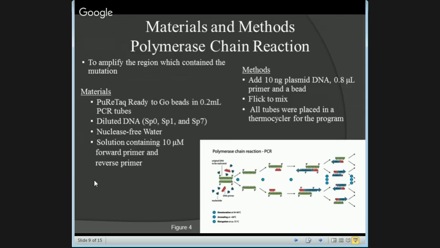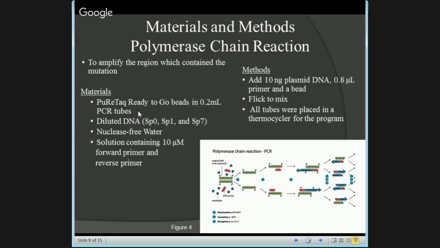So we also used the materials for the polymerase chain reaction. This was to amplify the region which contained the mutation. And the materials that were used are listed right here. It was all given to us by Dr. Chen and Dr. Kyoko in the lab, which was the ready-to-go beads in the 0.2 milliliter PCR tubes, the diluted DNA, and that's the SP0, SP1, and the SP7, and nuclease-free water, the solution containing 10 micromolar forward primer and reverse primer.